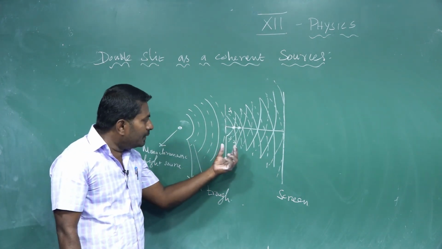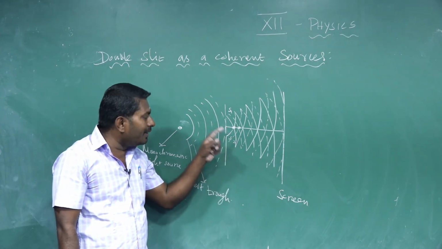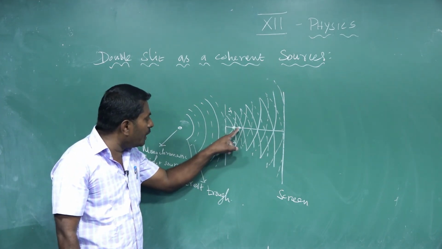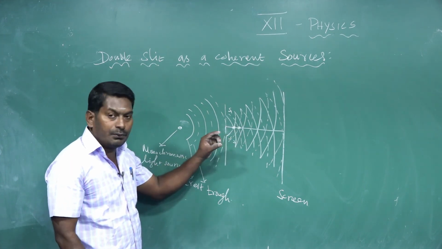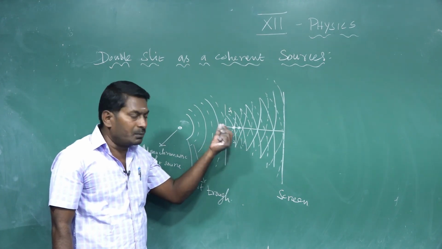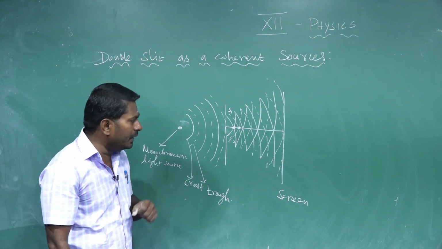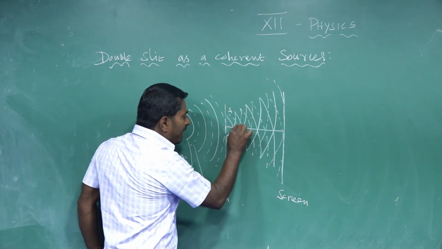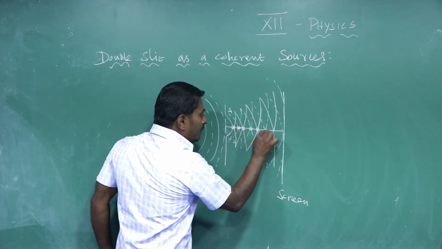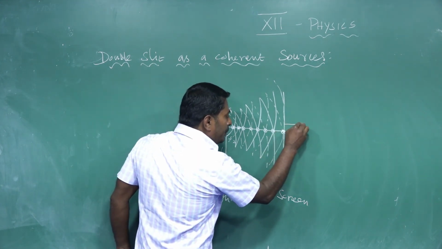So from this, we can define constructive interference. Constructive interference means that at a point where the crest of one wave meets the crest of another wave, or the trough of one wave meets the trough of another wave, the waves meet in phase. Resultant displacement is maximum, so the point appears bright. All these points marked with a cross are constructive interference. On the screen, the point appears bright.